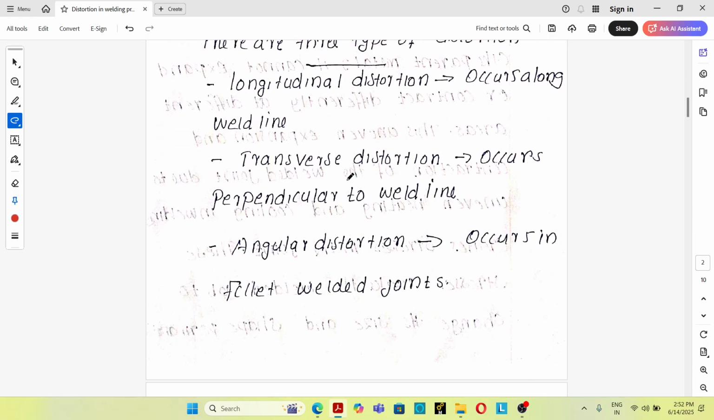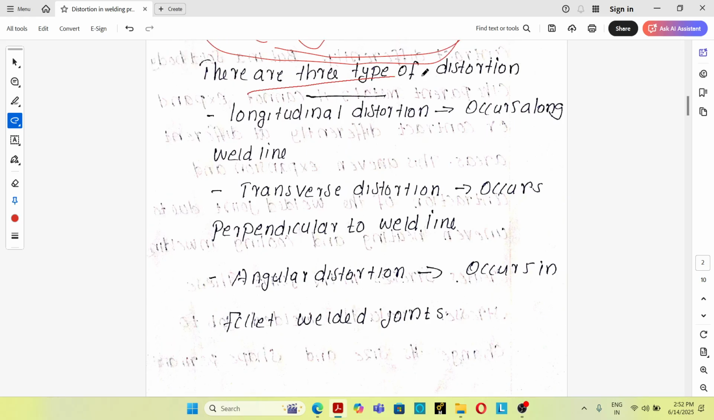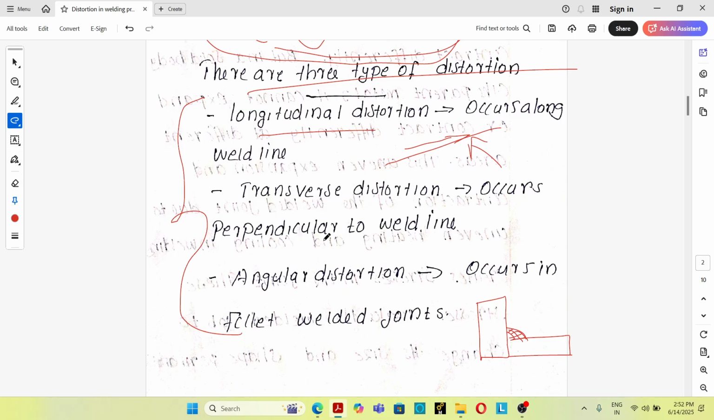There are three types of distortion. Longitudinal distortion occurs along the weld line. Suppose this is a weld line; this longitudinal distortion will occur along this weld line. Transverse distortion occurs perpendicular to the weld line. Angular distortion usually occurs in a fillet joint. A fillet joint means a 90-degree joint. The angular distortion will occur here. So this is the fillet joint. Okay. So these are the three types of distortion: longitudinal distortion, transverse distortion, and angular distortion.